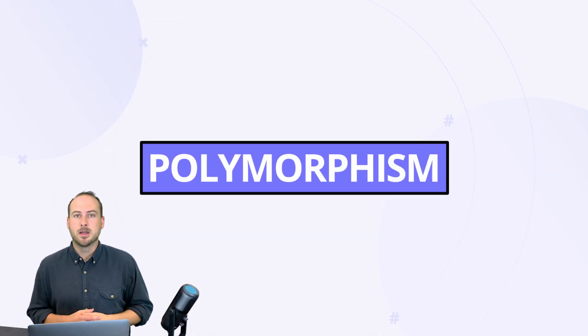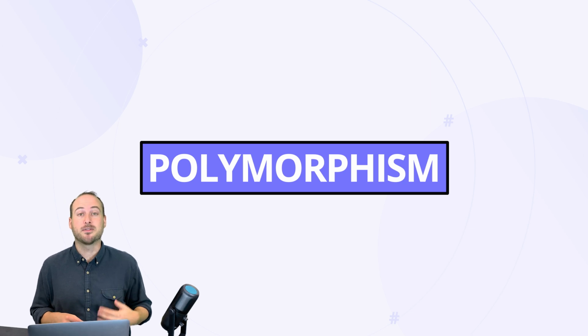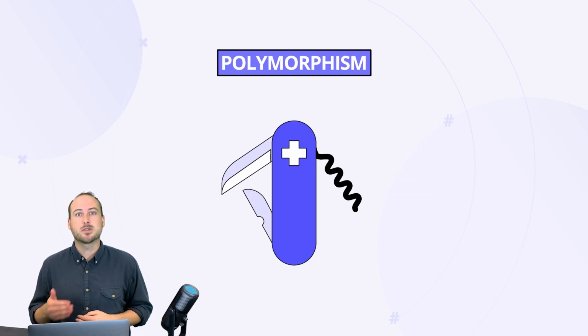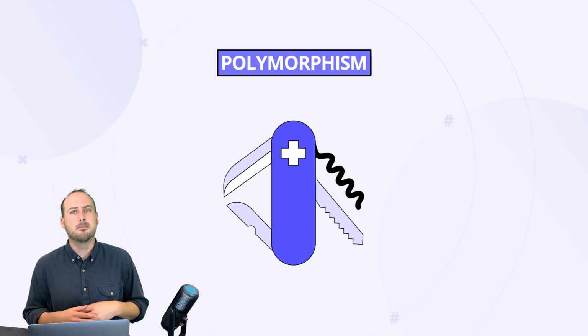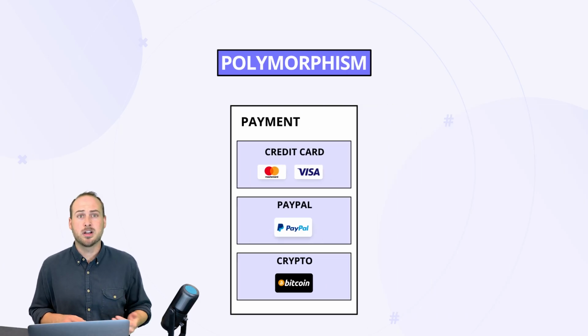Finally, let's look at the fourth core principle of OOP, polymorphism. Polymorphism allows methods to be used interchangeably across different objects. Think of it like a Swiss Army knife, one tool with many functions, each serving a different purpose depending on the situation. Imagine you're using an online store and you have multiple payment options: credit card, PayPal, or cryptocurrency.